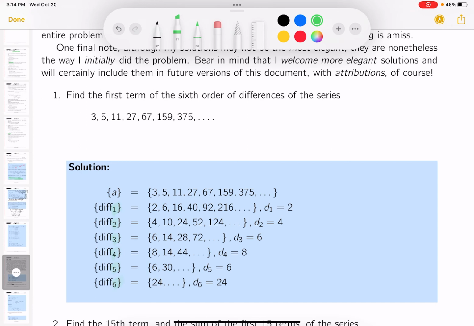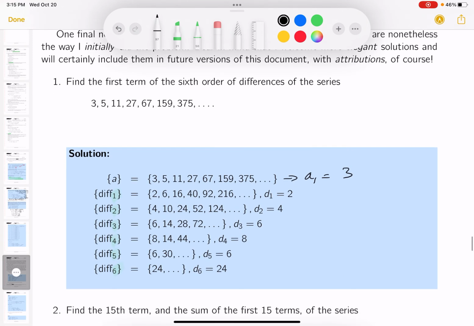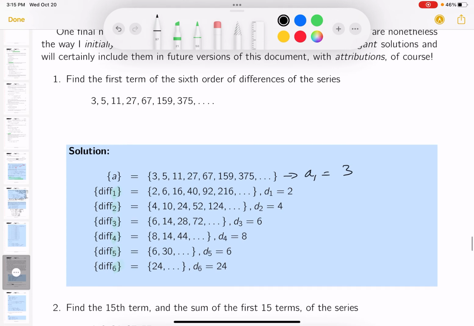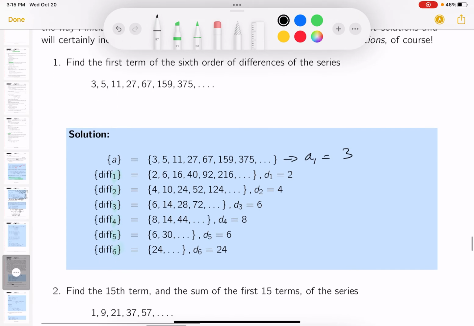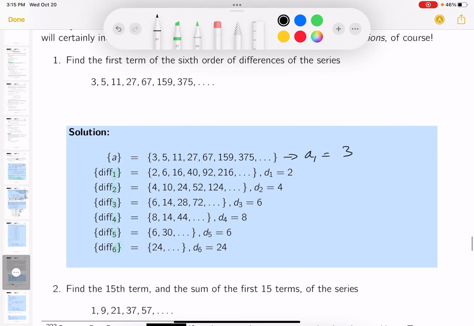So I put the work down there. I put the D1. By the way, maybe I didn't write the A1 down for you. I'll write that down for you. A1 is equal to 3. And we're going to find the first term of the sixth order difference of the series. Oh, they just want me to do this table over here. They're not asking much else than that. So that's not so bad. Yeah, I did that.